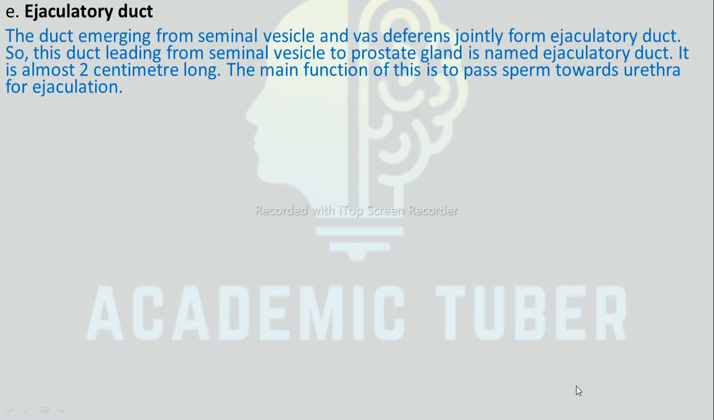Ejaculatory duct. The ducts emerging from the seminal vesicle and vasa deferens jointly form the ejaculatory duct. So this duct leading from the seminal vesicle to the prostate gland is named the ejaculatory duct. It is almost 2 cm long. The main function of this is to pass sperm towards the urethra for ejaculation.